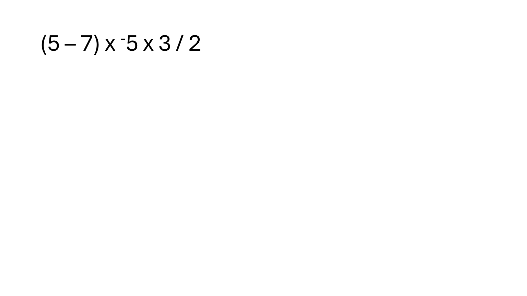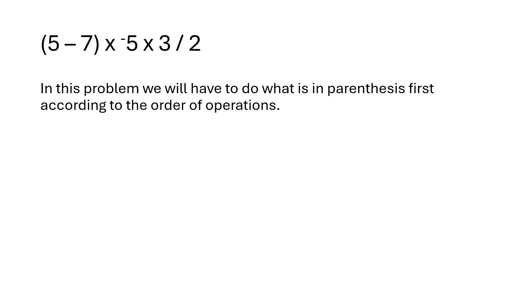Our next problem, we have in parentheses 5 minus 7, times negative 5 times 3 divided by 2. And so we have to do the parentheses first because that's what we do in order of operations. So we do 5 minus 7, and that is negative 2. And then the rest of our problem is times negative 5 times 3 divided by 2. And since the outcome of our parentheses is negative, that makes us have 2 negatives in this math problem.